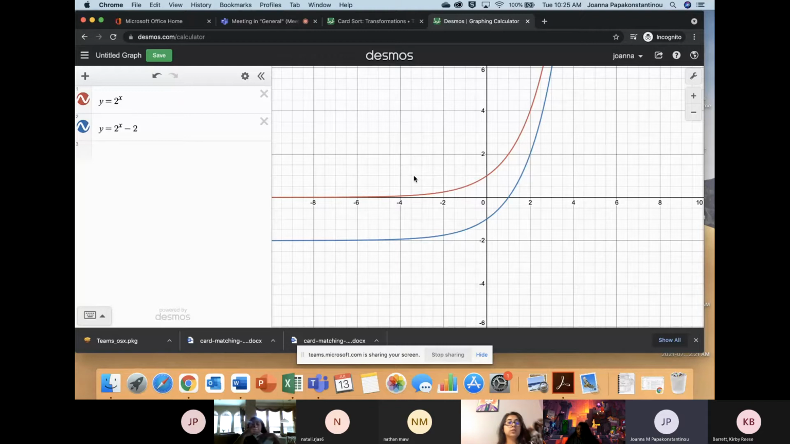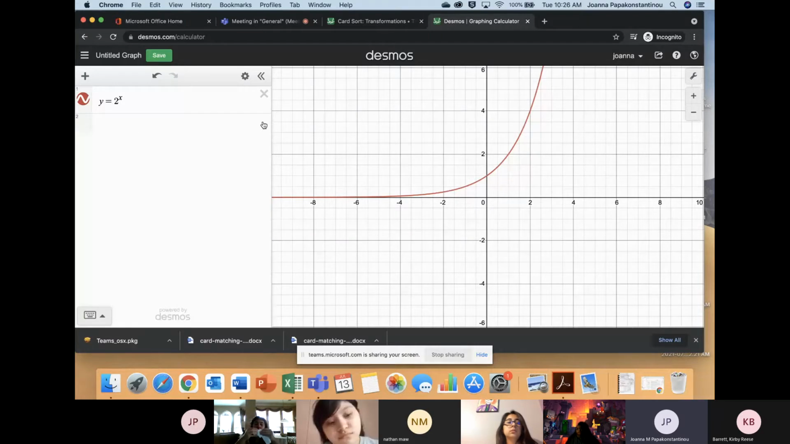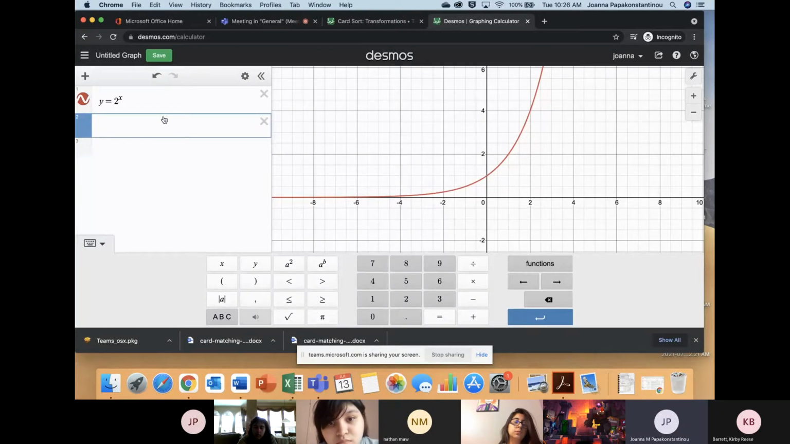Okay, so let's look at the next example. The next example still has a parent function, y equals 2 to the x. But can anybody describe the transformation of that -5 from the x? Can anybody tell me what that -5 is doing to this parent?